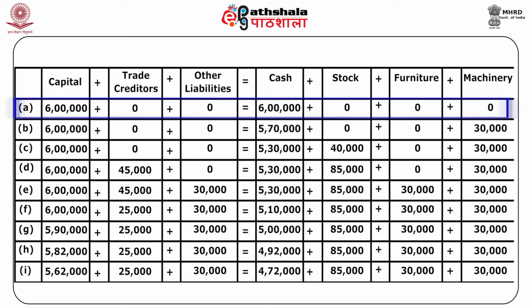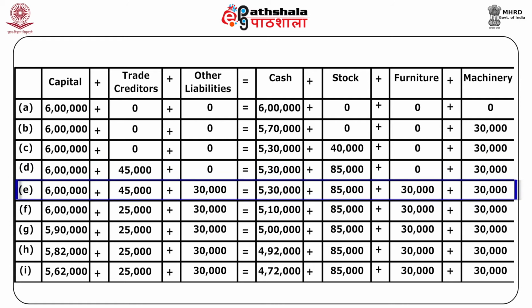First transaction, 6 lakh plus 0 plus 0 liabilities will give you cash of 6 lakh only. 6 lakh of capital will give you cash equal to 5,70,000 plus machinery of 30,000. On C part, 6 lakh of capital will give you cash of 5,30,000 plus stock of 40,000 plus machinery of 30,000. On D transaction, we have capital of 6 lakh, 45,000 of creditors, which will give you cash of 5,30,000 plus stock of 85,000 plus machinery of 30,000.